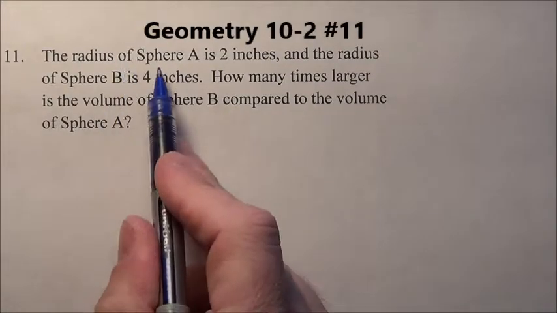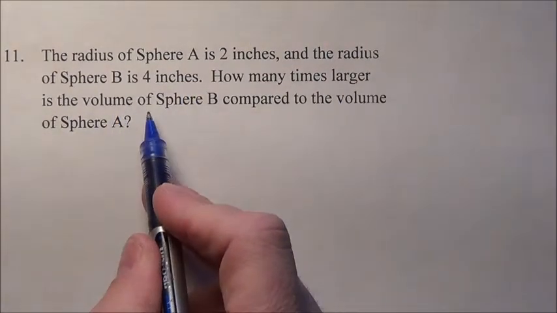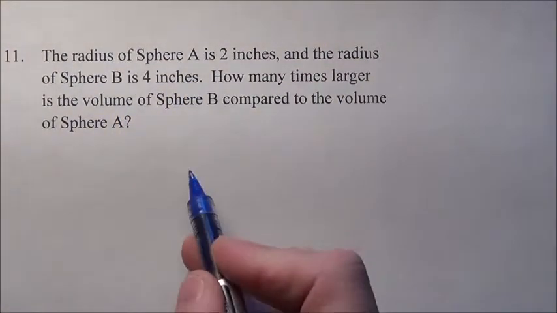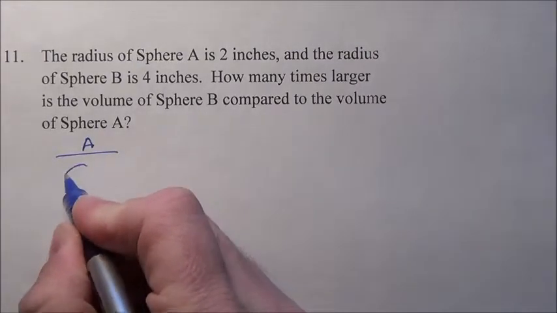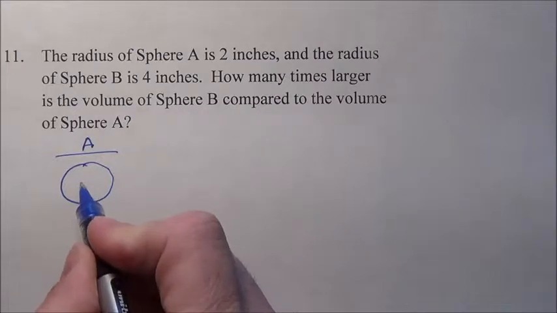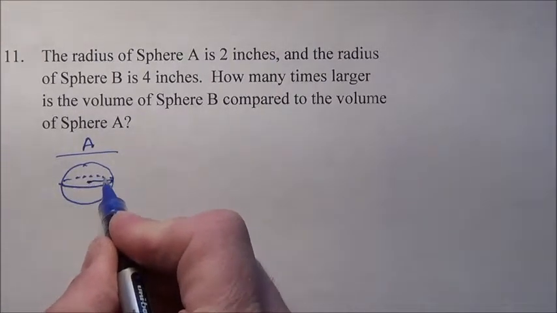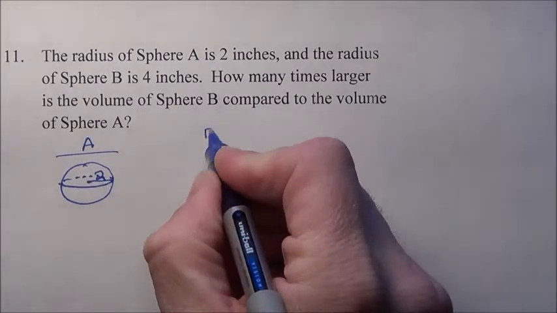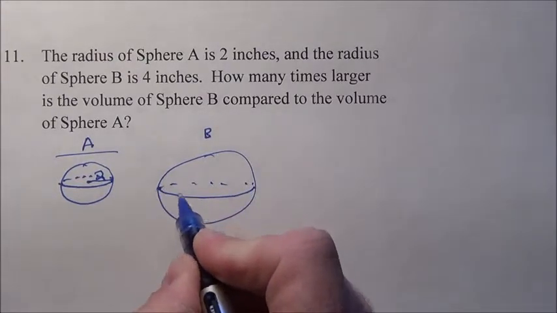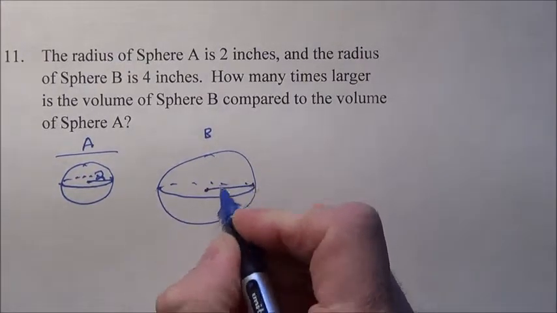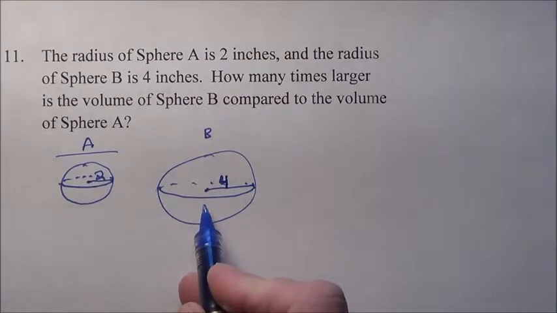Problem 11 says the radius of sphere A is 2 inches and the radius of sphere B is 4 inches. So how much larger is the volume of sphere B compared to that of A? Well, let's just think. Here's A. A is a sphere, just a ball, with a radius of 2. B is much larger, very terrible drawing, and it has a radius of 4. And it wants to know how much bigger is that one?